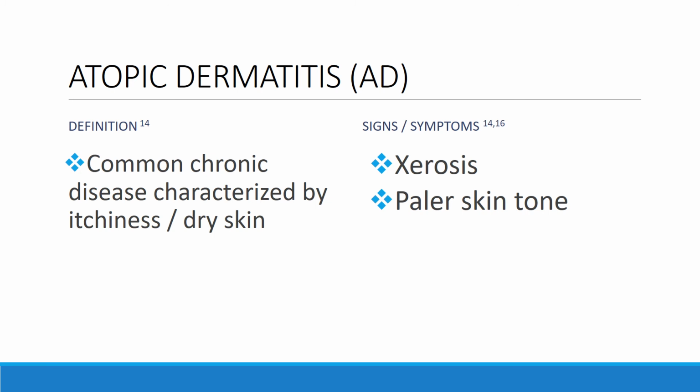While there are common signs of AD per age group, the typical manifestation of this are dry skin or xerosis and paler skin tone of the infected area due to the increased tension of skin capillaries and reduced ability to sweat. There is also an inherent need to scratch at the infected area.